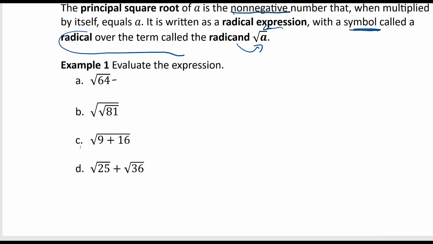Square root of 64 is 8. This is an interesting one. The square root of the square root of 81. So the square root of 81 is 9. Square root of 9 is 3. What's the square root of 9 plus 16? That's going to be 9 plus 16 is 25. That square root is 5. And the square root of 25 plus the square root of 36 is going to be 5 plus 6. And that's going to be 11.